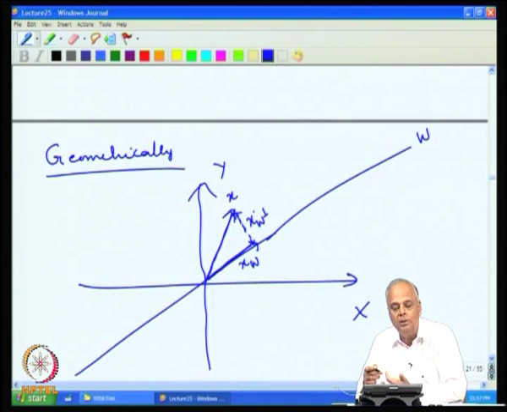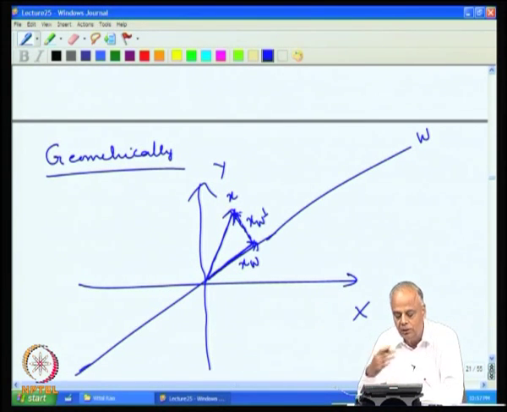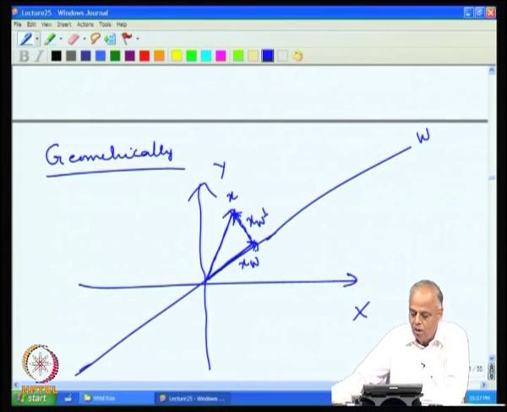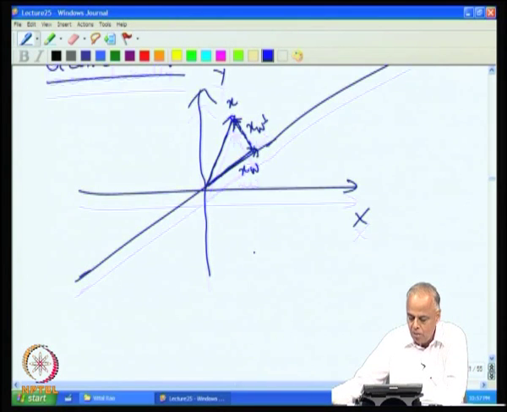And this is what is now generalized in the setup of R k. The line is replaced by a subspace W, and this orthogonal dropping is the orthogonal projection, and the difference is the projection onto the other space. So, this is the generalization of the simple projection idea which we have in geometry.